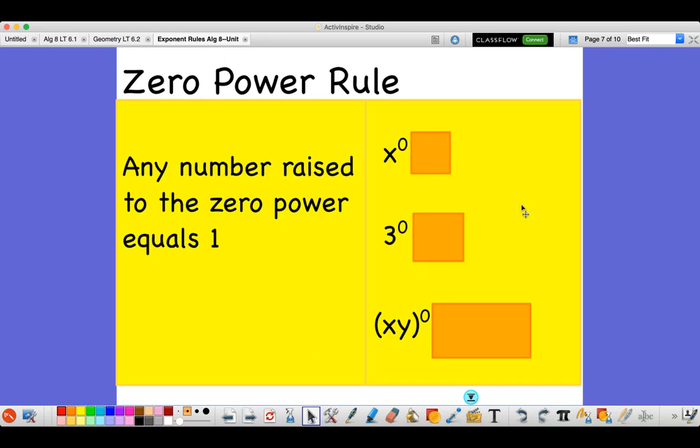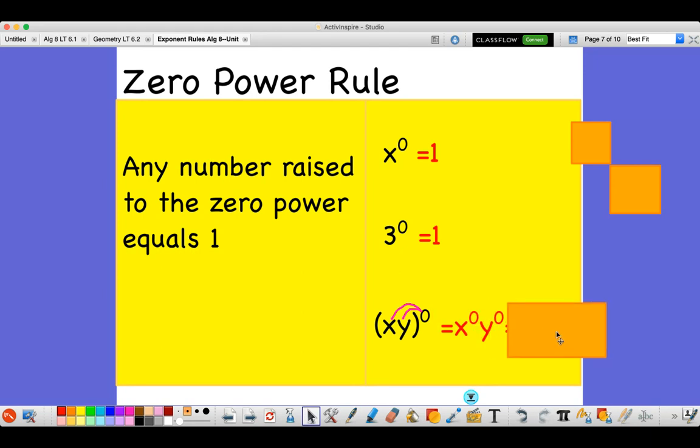Our last exponent rule is the 0 power rule. And this tells us that any number raised to the 0 power is 1. So remember back when we had b to the fifth over b to the fifth, we got b to the 0. And we said that was the same thing as 1, right? X to the 0 power is 1. 3 to the 0 power is 1. X, y, both of them to the 0 power, that means it's x to the 0 power, y to the 0 power. 1 times 1 is 1.